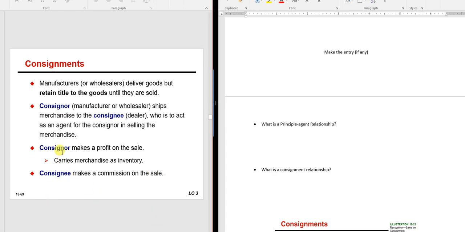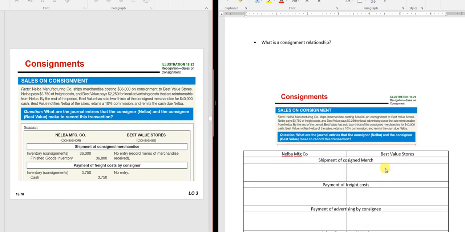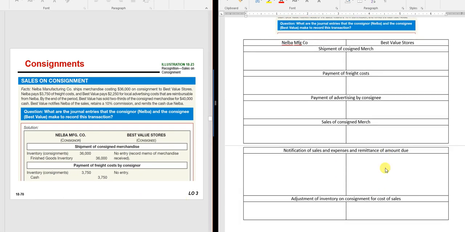So the consignor, think of it as the seller. The consignee is not the seller. So these are kind of a little bit complicated.